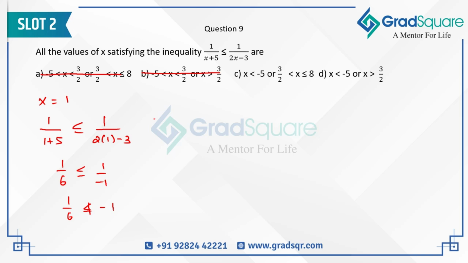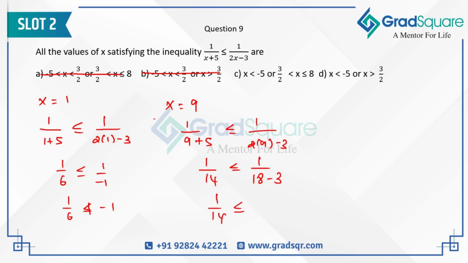Now our answer has to be either C or D. Now let me change the value of x to 9. If I keep this as 9, what happens? 1 by 1 plus 9 less than or equal to 2 into 9 minus 3. So 1 by 9 plus 5, which will become 14, less than or equal to 18 minus 3. So 1 by 14 will never be less than or equal to 1 by 15. That means if x equal to 9 itself is not coming, x values greater than 9 will not come. That means option D can't come. So which is our answer? Option C is the answer for this question.